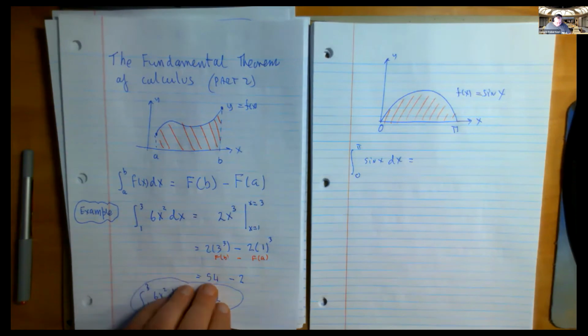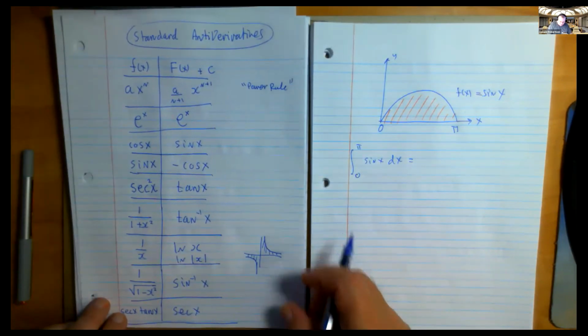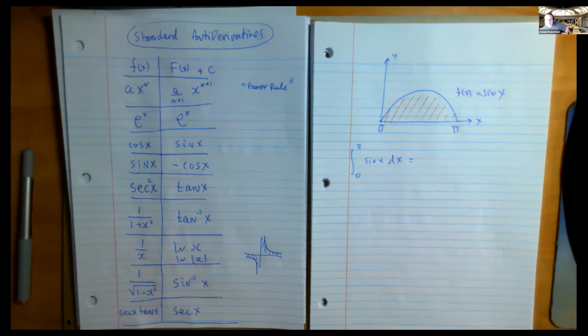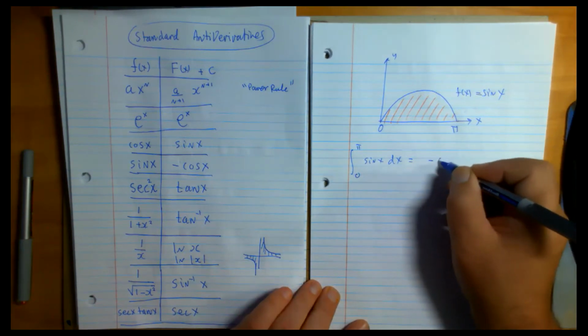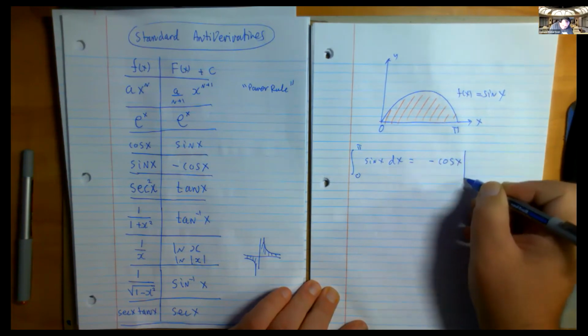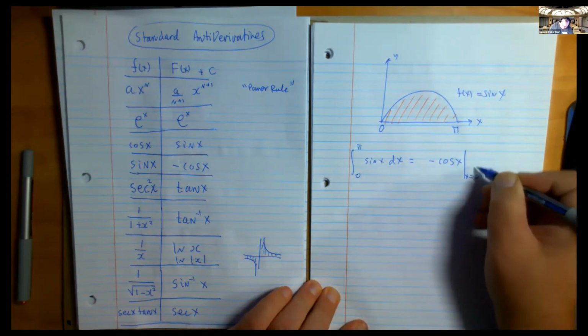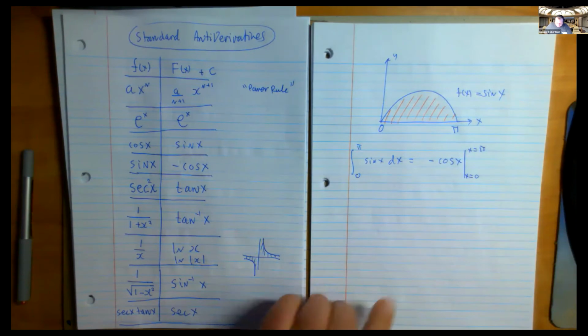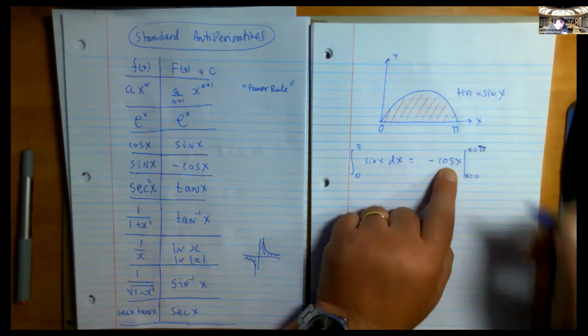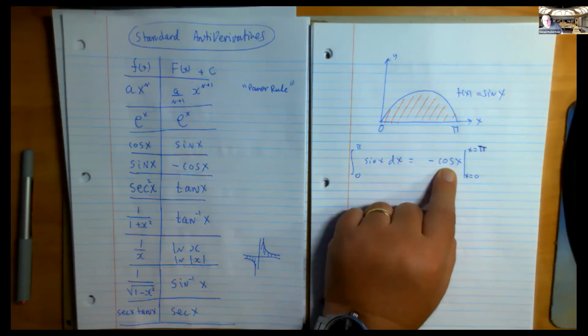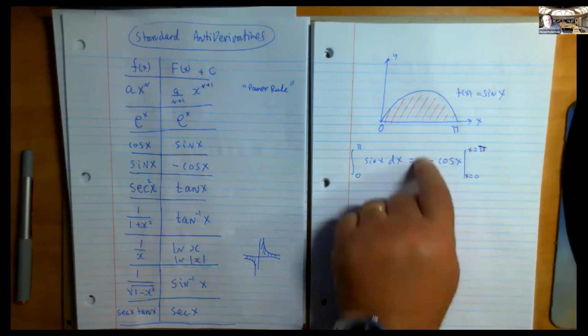Okay. What is the antiderivative of sine x? Negative cosine x. Then a vertical line, x equals 0, x equals pi. This way of writing down the working is almost universal. I'm pretty sure I don't know any textbook that doesn't use this. So get used to writing your work like this.